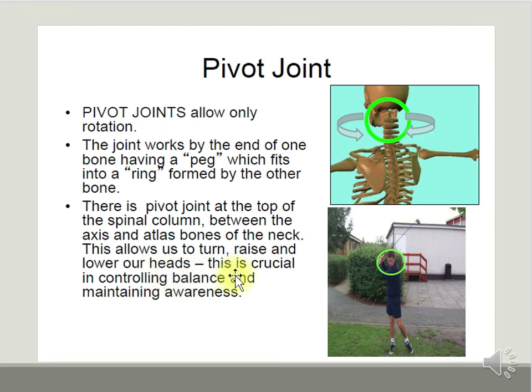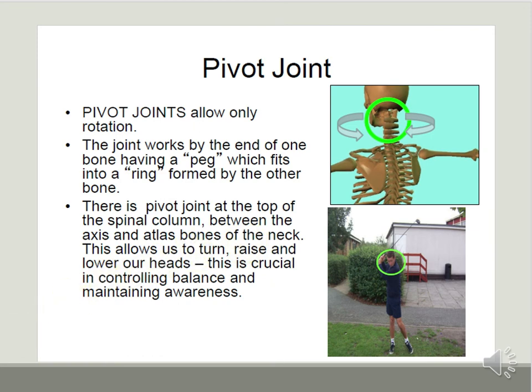But this is also a crucial joint which controls balance and maintains awareness, because the peg-like structure, if it is bent back or thrown back, like in the case of a person committing suicide, the peg enters into the medulla oblongata and it causes instant death.